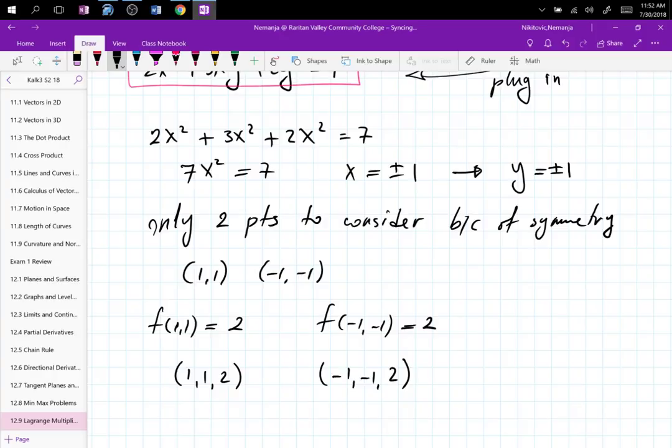Would you plug in f(1, 1) and get 2 to the original subject? To the f equation, the objective equation, yes.